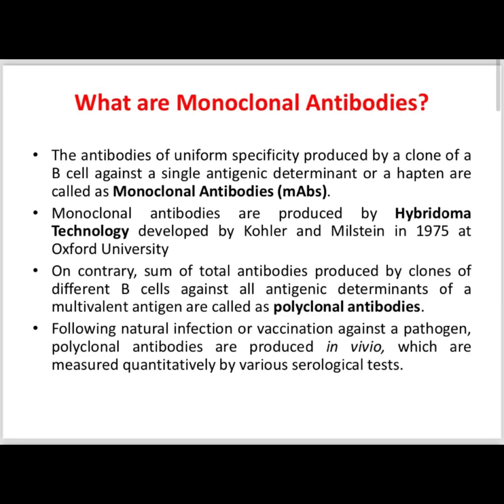On the contrary, the total antibodies produced by clones of different B cells against all antigen determinants of a multivalent antigen are called polyclonal antibodies. Following natural infections or vaccination against a pathogen, polyclonal antibodies are produced in vivo, which are measured quantitatively by various serological tests.